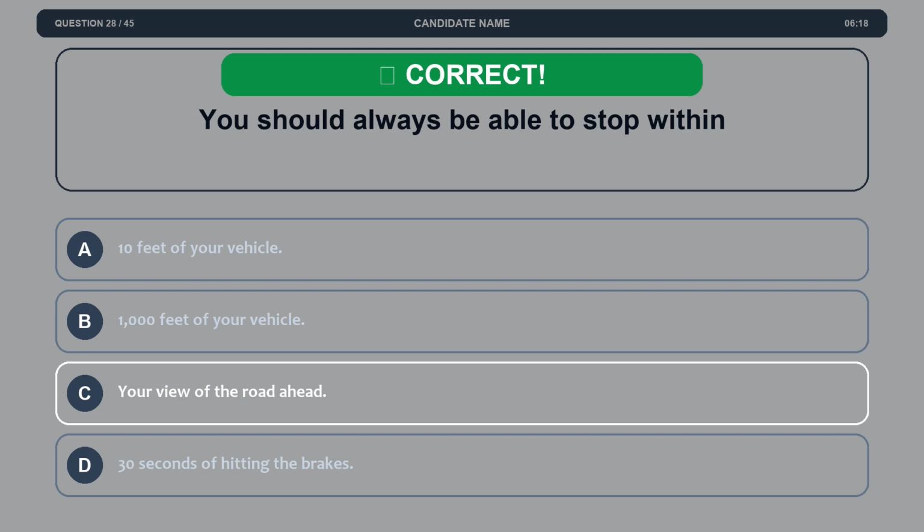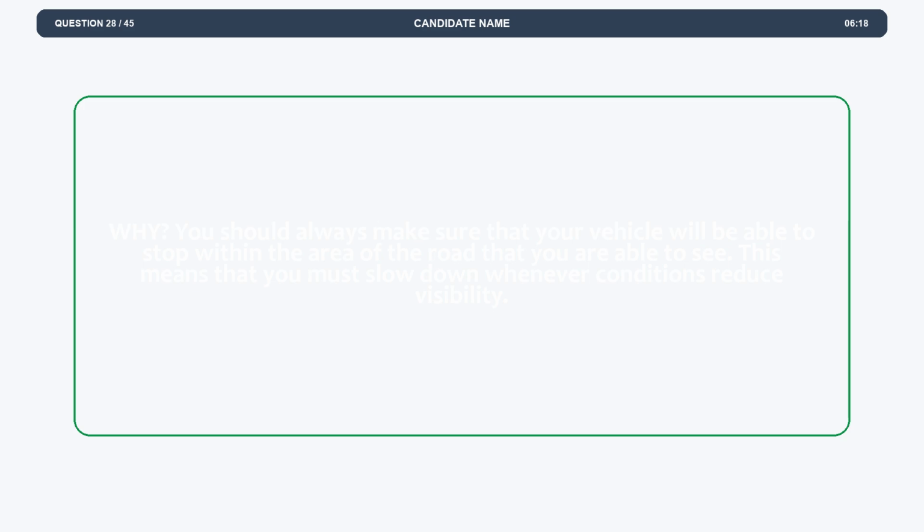The correct answer is option C, your view of the road ahead. Explanation. You should always make sure that your vehicle will be able to stop within the area of the road that you are able to see. This means that you must slow down whenever conditions reduce visibility.